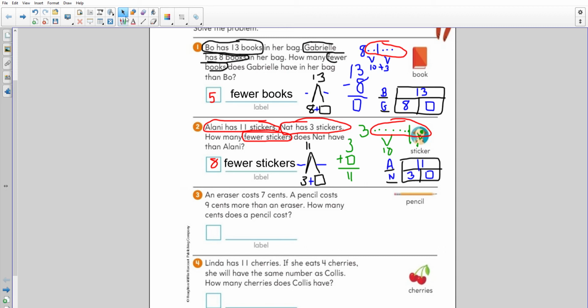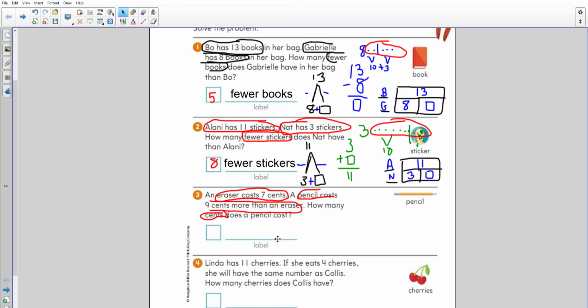So let me take a look at our very next one here. Our next story is this. An eraser costs 7 cents. A pencil costs 9 cents more than an eraser. How many cents does a pencil cost? All right, well, let me circle what I know. Eraser is 7 cents. Pencil is 9 cents more than an eraser. Okay, how many cents does it cost?